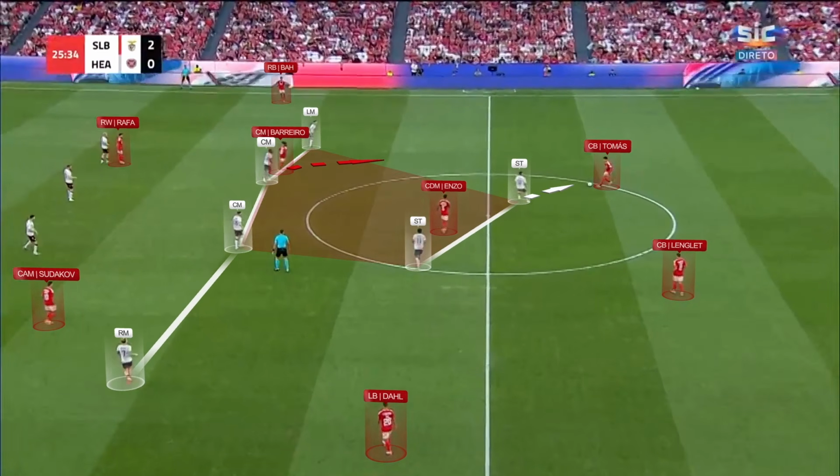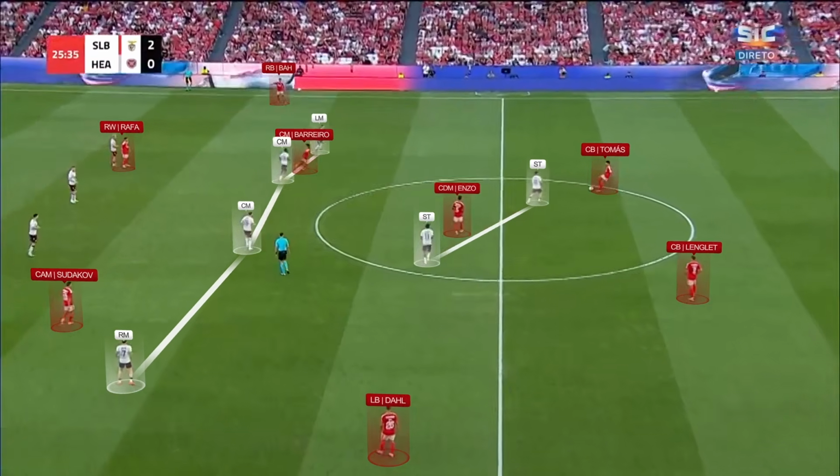When the opposition pressure gets closer to the Benfica ball carrier, we see a recurring attacking pattern. The ball side interior midfielder drops towards the ball to provide a frontal support option, while the defensive midfielder, Enzo in this example, positions himself behind the first line of pressure, ready to become the third man.